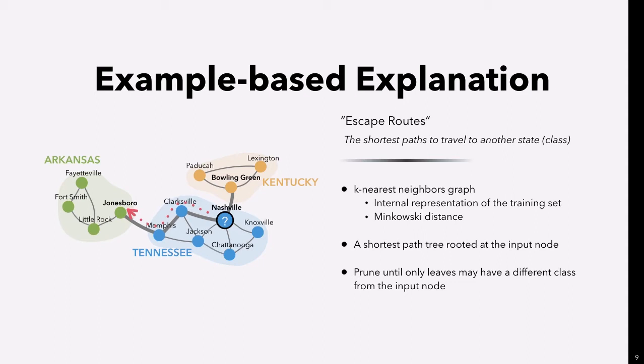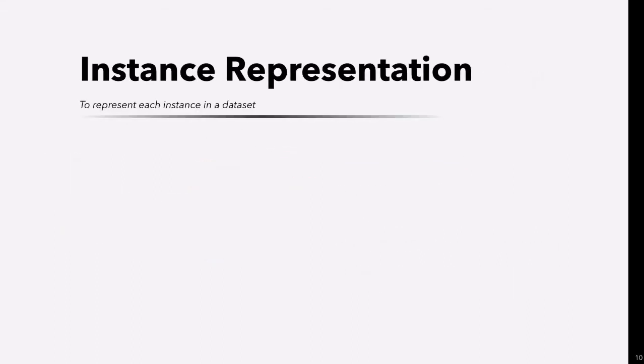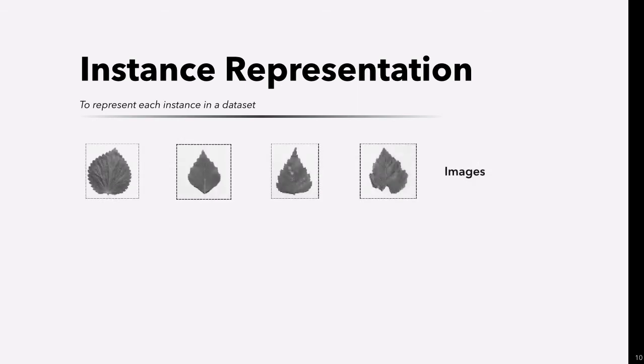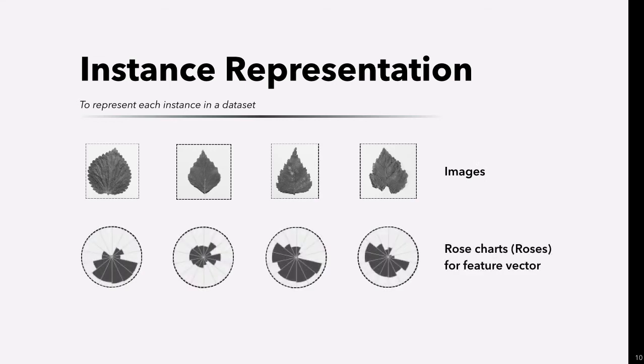And for these examples, we use two different ways to represent them. The first one, of course, if an image is available, we could just use an image to represent each instance. And the second, if we only have feature vectors, we could use a rose chart to represent a feature vector, and each sector in the rose chart is a feature.